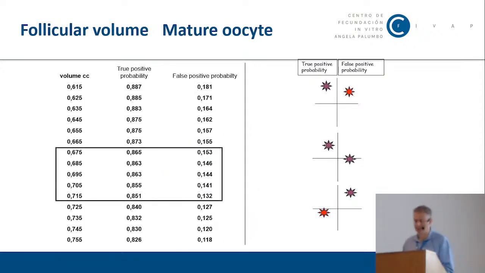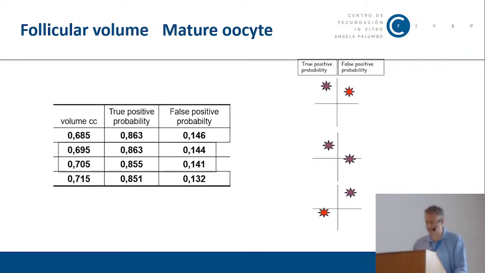The cutoff point is not an on-off switch. We can modulate the chance of obtaining a mature oocyte. If we increase the minimal volume, we will have a better chance to obtain a mature oocyte, but we will probably increase the days of stimulation. On the other hand, if we decrease the cutoff point, we increase the chance of obtaining an immature oocyte. It's a balanced decision. And with our experience, we have determined that a volume greater than 0.7 cubic centimeters is the most appropriate value.